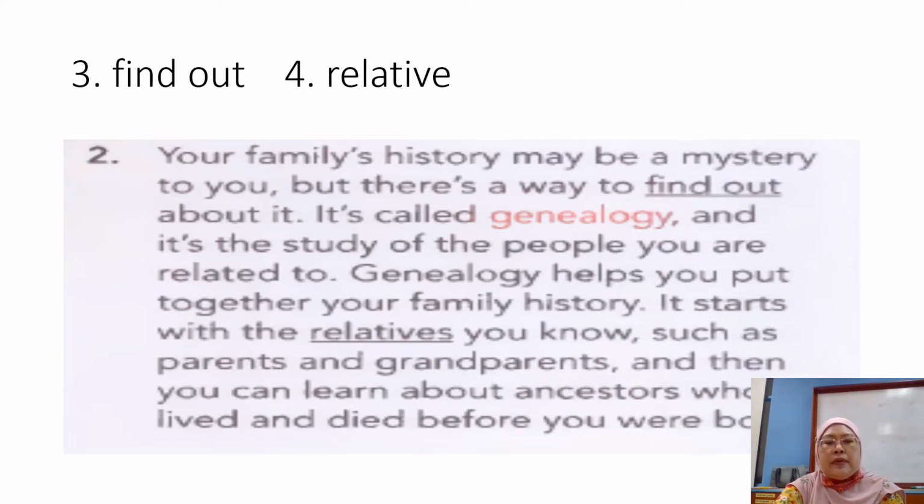Okay, the next paragraph, we have the phrases find out and relative. Let's look at the sentences. Your family's history may be a mystery to you, but there's a way to find out about it. Okay, find out. So you have to look for the information about your family's history. So you have to find out, cari. Okay, relatives, it starts with the relatives you know, such as parents and grandparents. Who are the other relatives that you have? Your aunties, your uncles, your cousins, your nieces, your nephews. Okay, so those are your relatives.